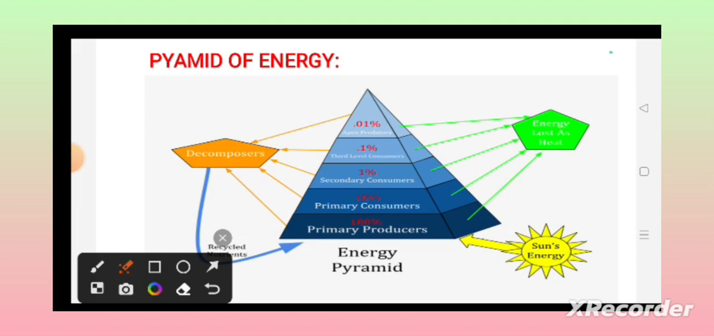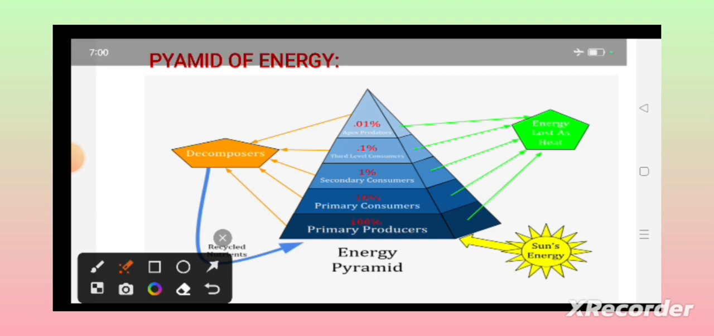in the form of loss of heat during the process of respiration. So only 10% of energy is transferred from one trophic level to another trophic level. This was given by the great scientist Lindemann. Lindemann gave this 10% rule. Only 10% of energy transfer takes place from one trophic level to another trophic level. In case of energy, always remember, the pyramid of energy is always upright.